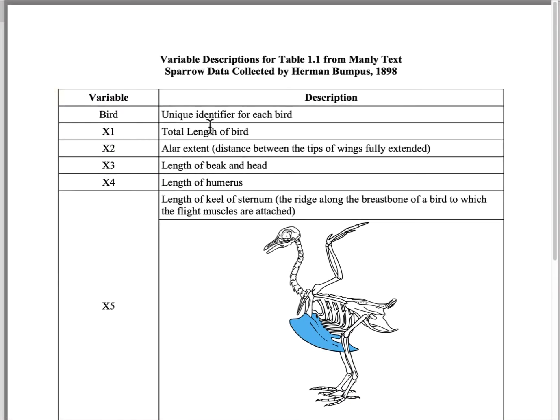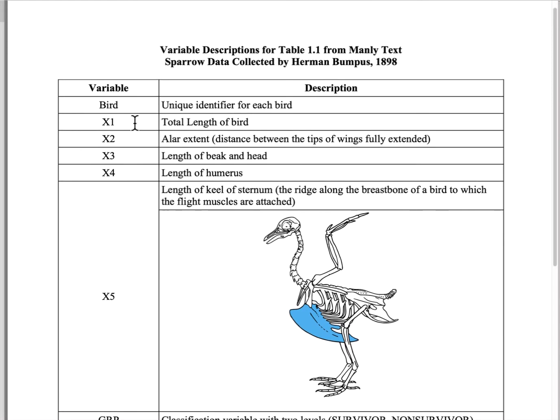All right, and so we have, let's see here, 7 variables, I suppose. We have a variable called bird, which is just a unique identifier for each bird. And then we have response variables 1 through 5. Now, these are continuous response variables at the highest level, the ratio data level. All right. Now, x1 is the total length of the bird.